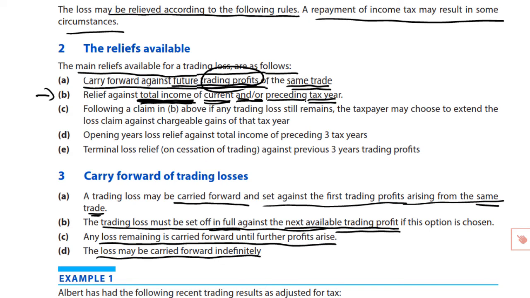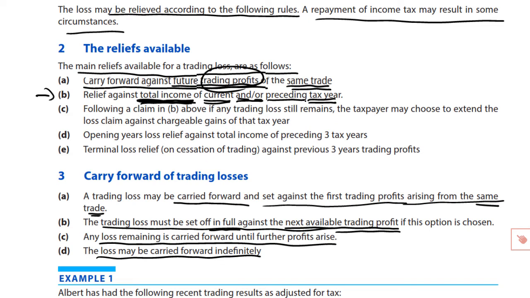So if you only want to make the claim in the current tax year, an option, as we'll discuss in a moment, that is very unlikely, but if you only wanted to claim in the current tax year, you could. If you only wanted to claim in the preceding tax year, you could. If you want to claim, if there's enough loss, of course, to be so used, in both those tax years, current and preceding, you can do that. And you will specify the order in which the claims are made, whether that's current year first and preceding tax year second, or whether it's firstly preceding tax year and then the current tax year.